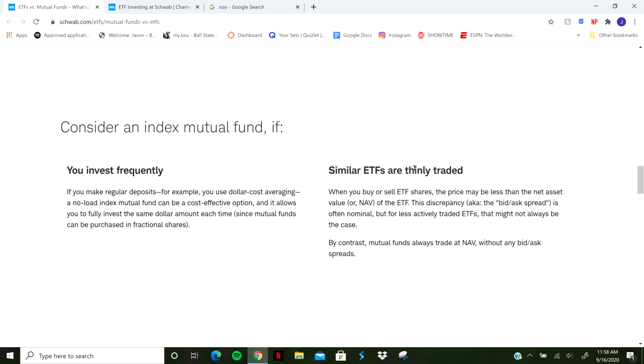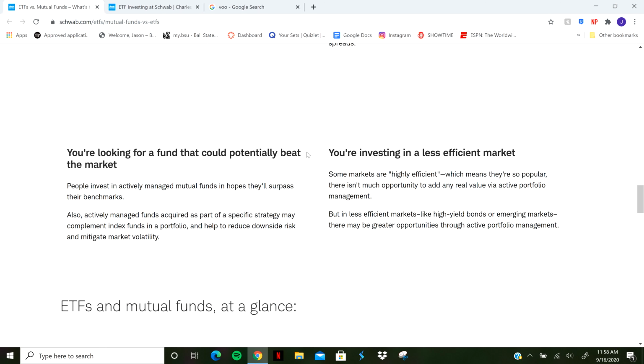Similarly, ETFs are thinly traded. When you buy or sell ETF shares, the price may be less than the net asset value of the ETF. So obviously that has to do with the bid and ask price spread. Once again, you're looking for a fund that could potentially beat the market. That's usually when you have an actively managed mutual fund. That's when you see some of those things.